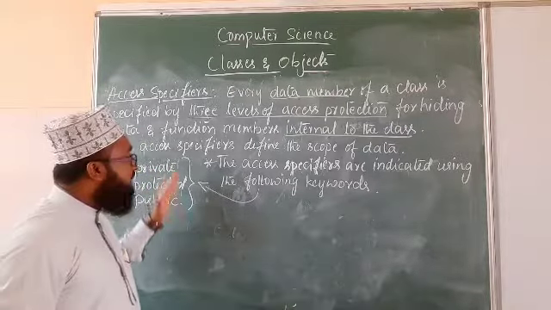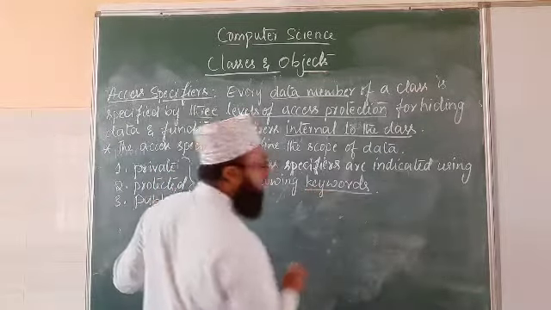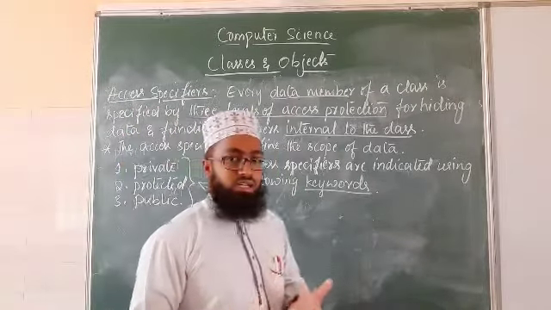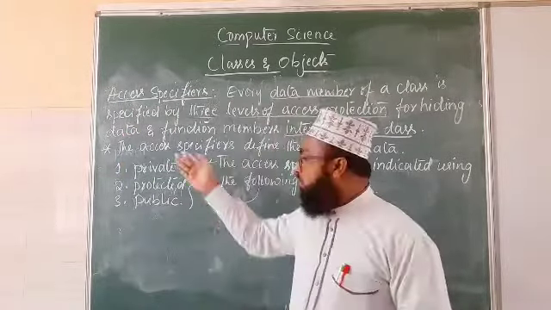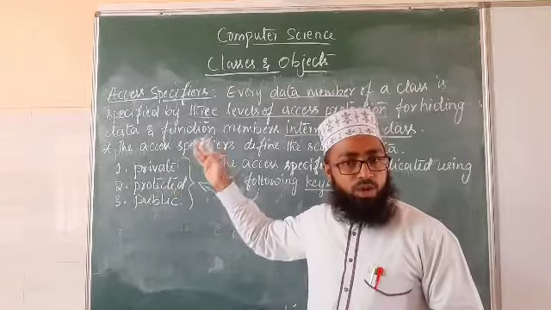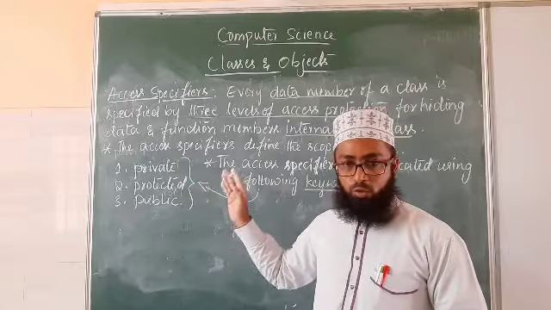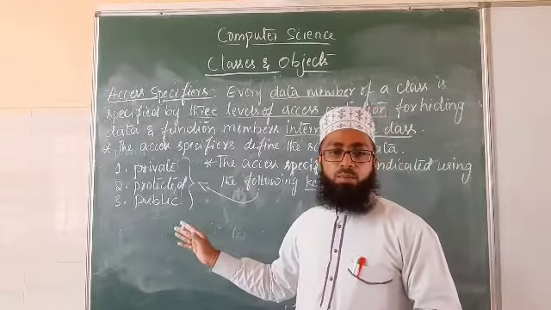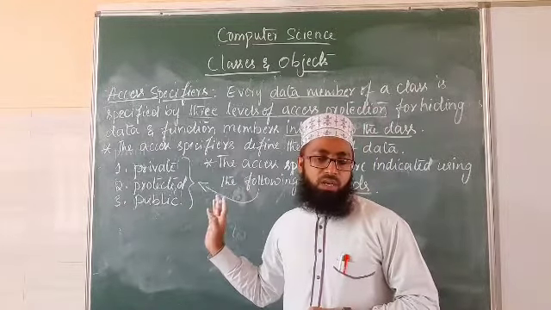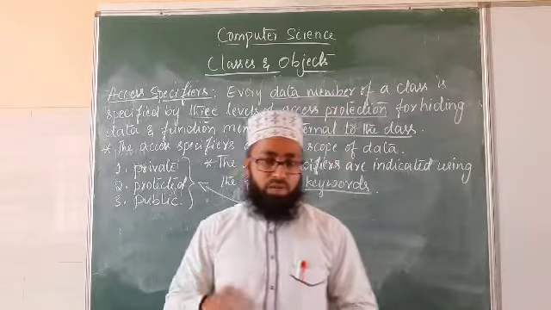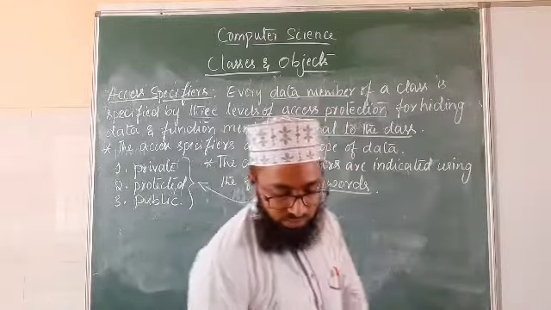Why are these things called keywords? Because they are predefined, meaning earlier defined. If we want to write some other thing in place of these, it is not possible. We have to write only private in place of private, protected in place of protected, and public in place of public. Now we shall see what the private access specifier is.